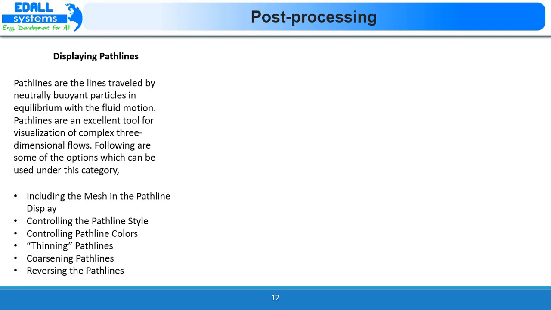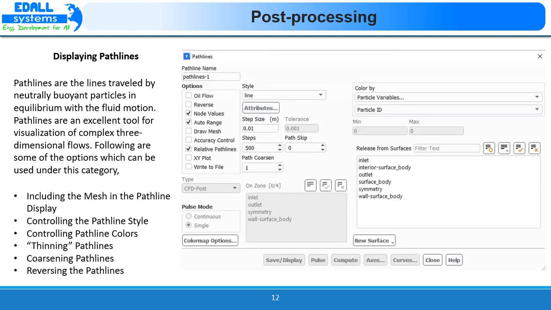So even in path line, there are various options that we can include a mesh in the path line display. Then we can control the path line style, controlling path line colors, then thinning path lines, coarsening path lines, and reversing the path line. This is the dialog box.